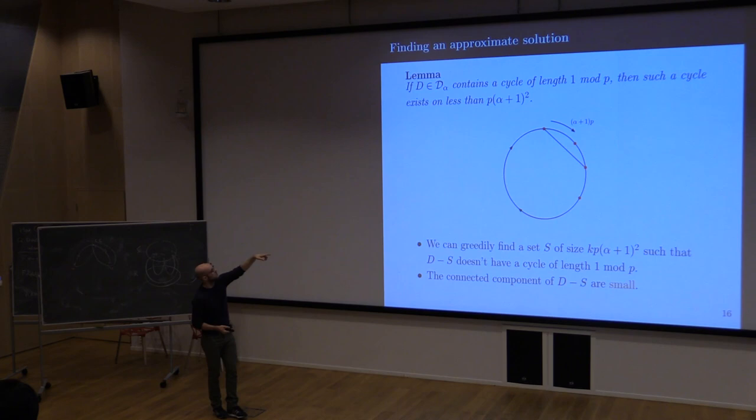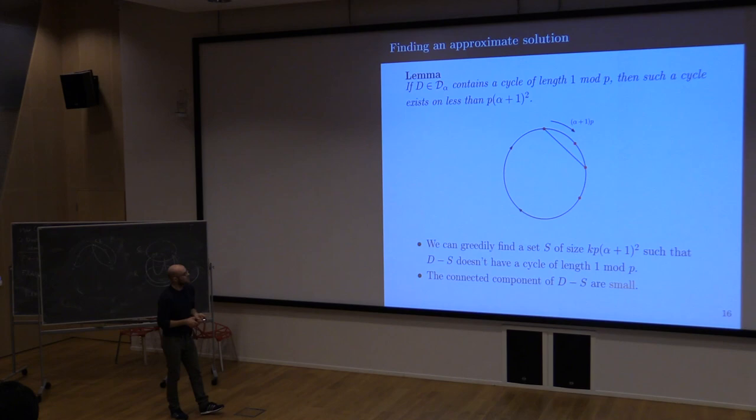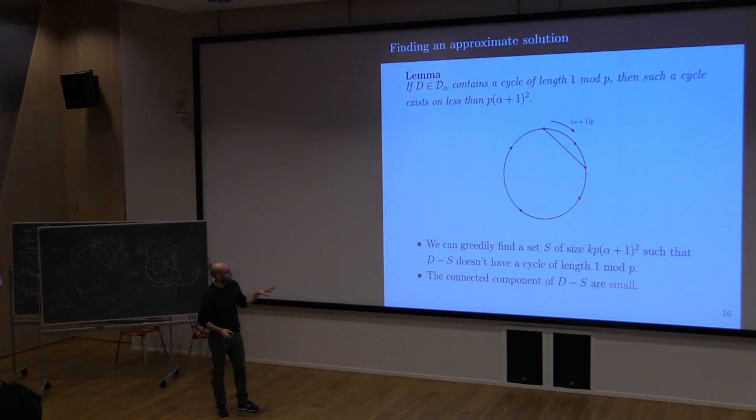So previously we had, if you have a cycle, then you have a short cycle, and here it's the same thing applied. If you have a cycle of length 1 mod p, you have a short one. So we can do the same algorithm, greedily picking these small cycles, and then obtain a set S of size at most this number, k p times (alpha plus 1) squared, such that removing S leaves no cycle of length 1 mod p, right? And here, this is basically the same picture.